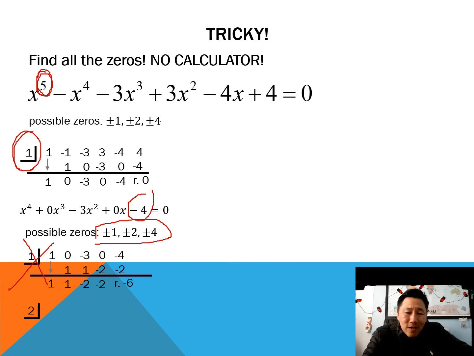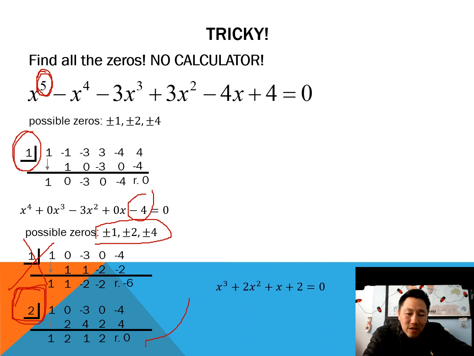I already tried -1. -1 didn't work. And so let's try 2. And it looks like when I try 2, 2 does work. So we were able to find a second answer. And then from there, we're going to go ahead and write another polynomial. There it is, using the coefficients 1, 2, 1, 2 from here.